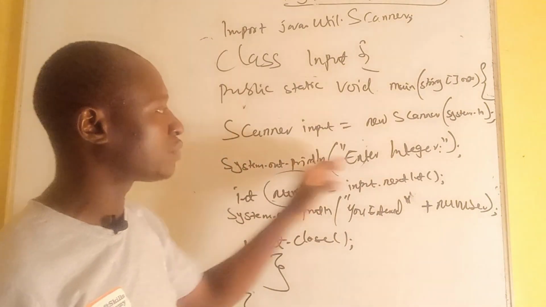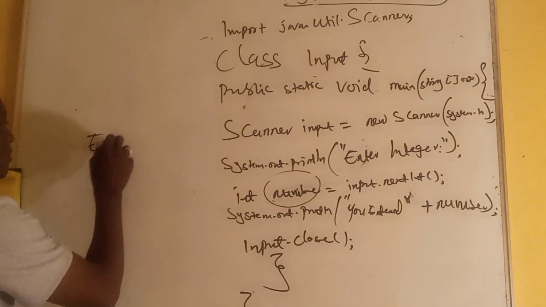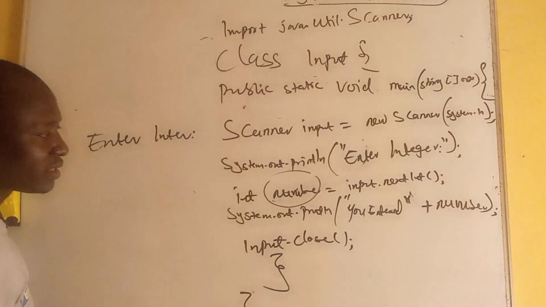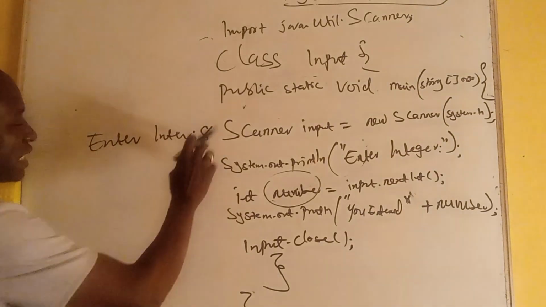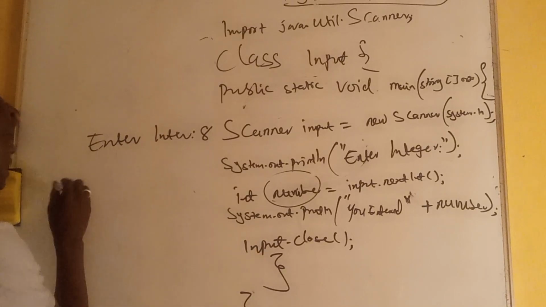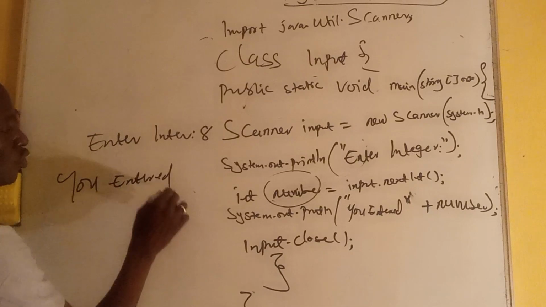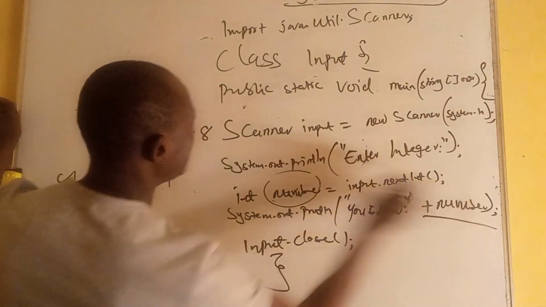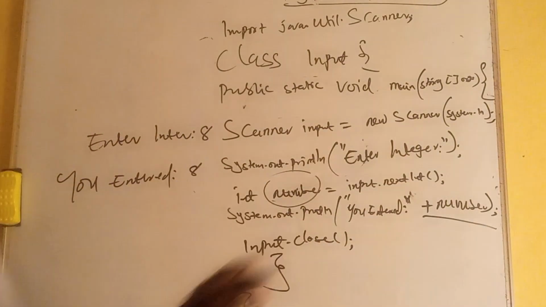System.out.print is the function that will display something on the screen. So it means at the end of the day, your output will be like enter integer, and you will now key it in. Let's assume 8. Once you put 8 and hit enter, this function will be like, you entered, what did you enter here? You entered 8, and that's all.